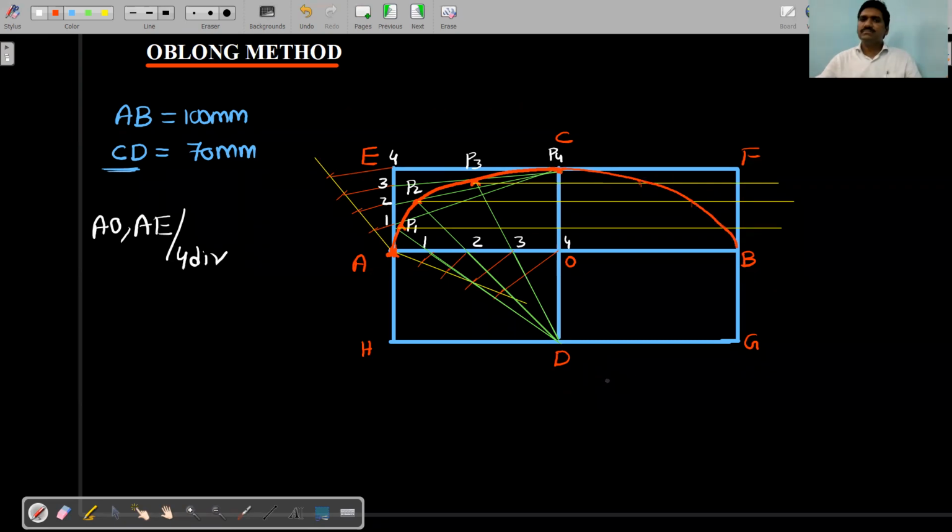Right. Okay, and this becomes the point P5. This one is P6. This one is actually P7. Are you following what I'm trying to say? Yes. That is the case. Okay.